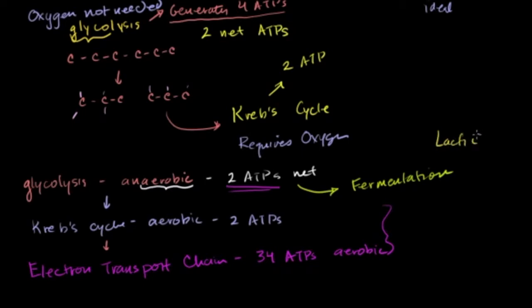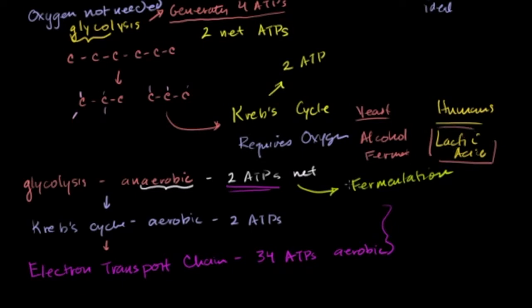Let me write that down. Lactic acid. That's humans and probably other mammals. But other things like yeast will do alcohol fermentation. So this is when you don't have oxygen. It's actually this lactic acid that, if I were to sprint really hard and not be able to get enough oxygen, makes my muscles start to ache because the lactic acid starts to build up. But that's just a side thing. If we have oxygen, we can move to the Krebs cycle, get our 2 ATPs, and then go on to the electron transport chain and produce 34 ATPs, which is really the bulk of what happens in respiration.